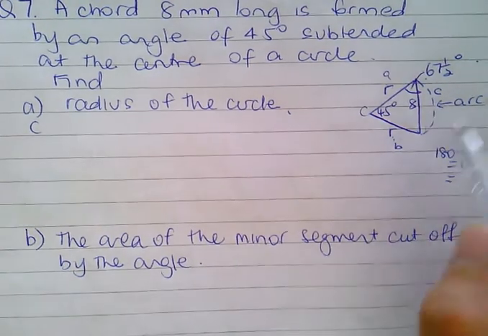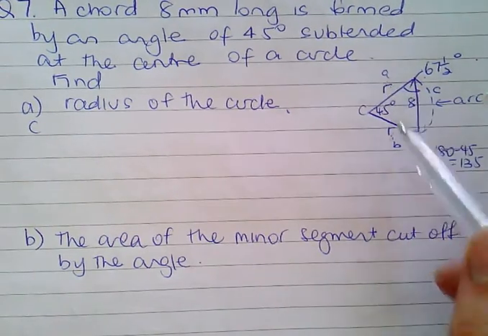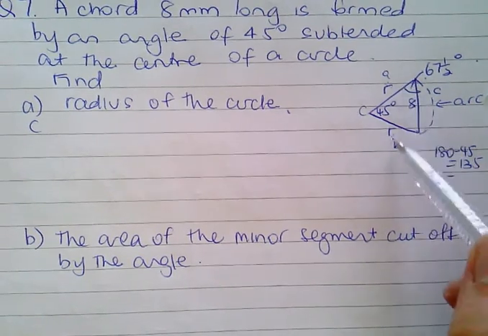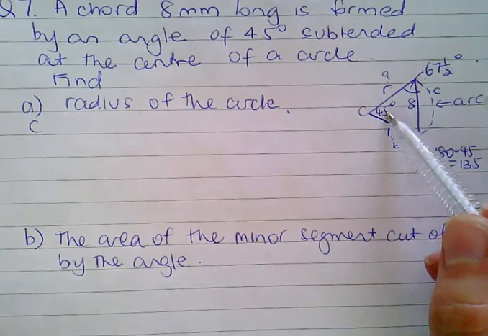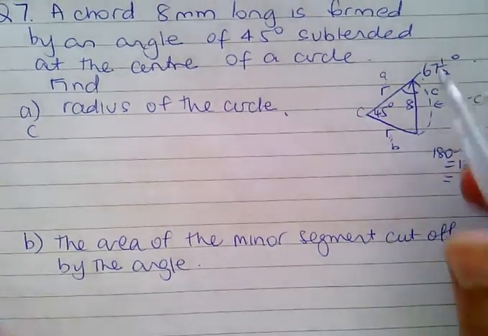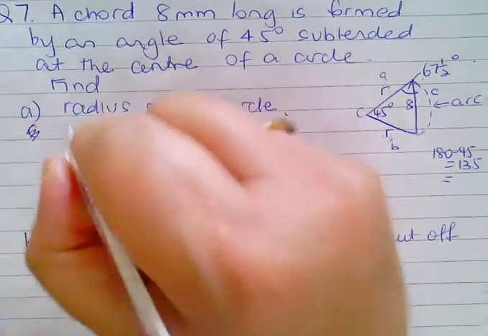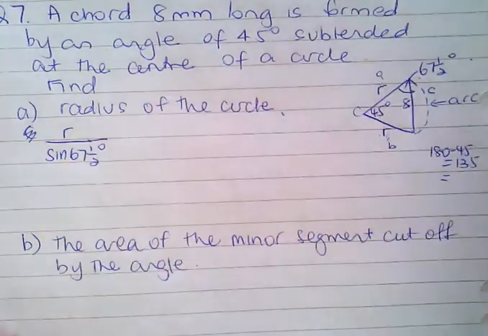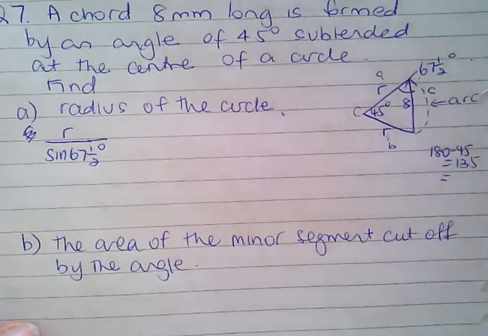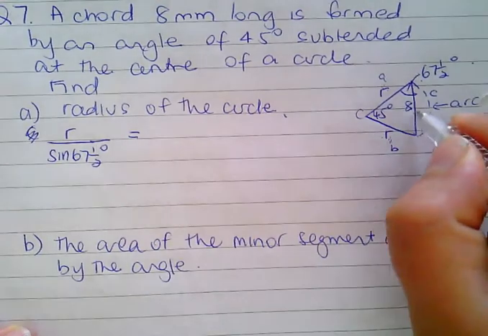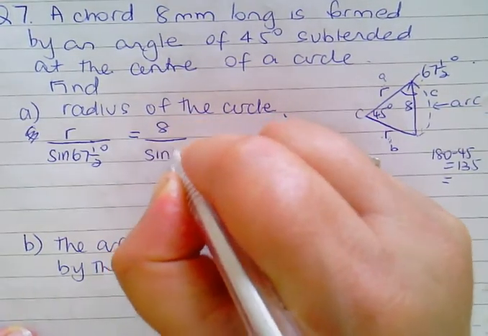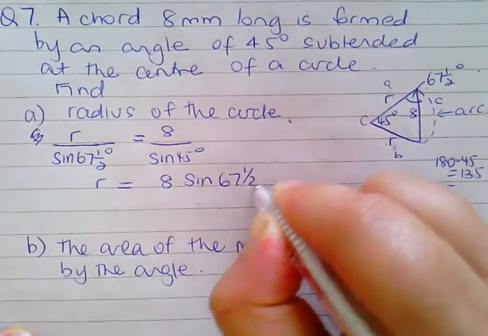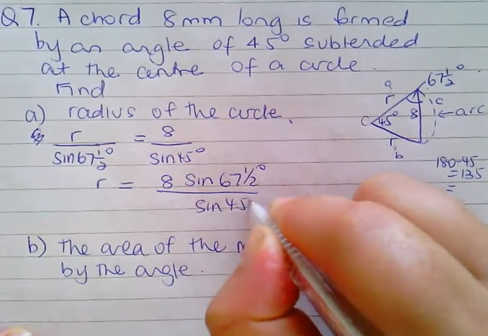Or I could use the cosine rule and go 8 squared equals r squared plus r squared minus 2 times r times r times cos 45, and that actually looks like it would be a little bit more complicated. So let's use the sine rule instead. So we're going to go r over sine 67.5 degrees. If you use degrees, you must be in degrees mode on your calculator, equals 8 over sine 45 degrees, and therefore r is 8 times sine of 67.5 degrees over sine 45 degrees.